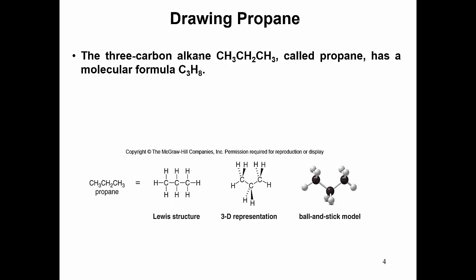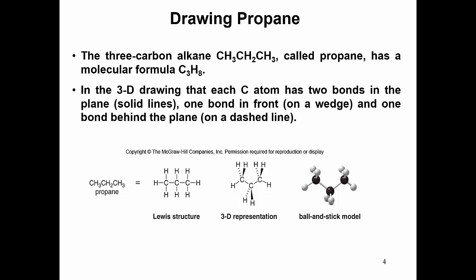Okay. So let's take propane as an example. Propane is an acyclic alkane with 3 carbons. That means it's going to have 8 hydrogens, 3 times 2 plus 2. And notice that in the 3D drawing below, each atom has 2 bonds in the plane and 1 in front on the wedge.